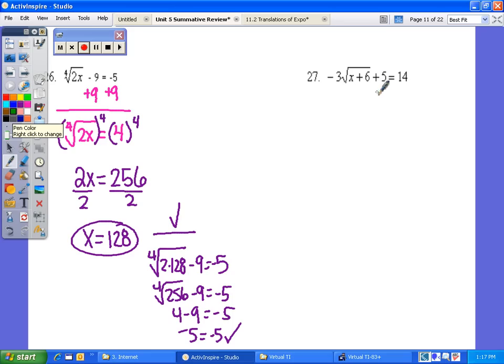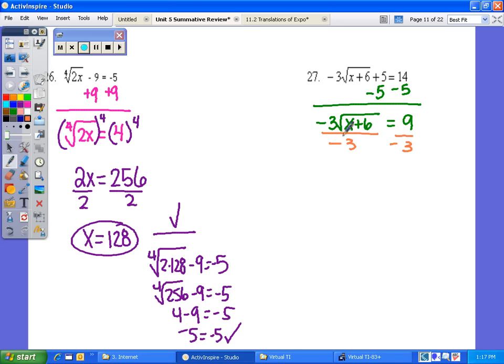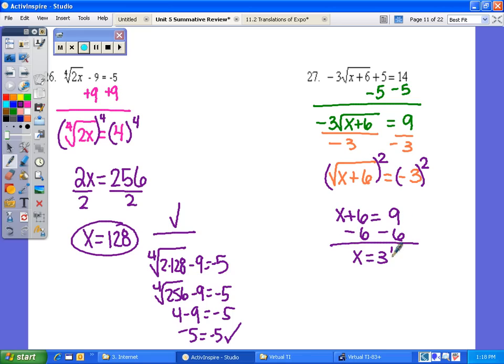Alright, this next one I did with 3rd and 5th period, but I didn't do it with 2nd, so really pay attention. Minus 5 first. And now you want to divide by negative 3 to get rid of that negative 3. Because it's not a root, it's a number. It's a coefficient. So now we have the square root of x plus 6 equals negative 3. The only way to get rid of that root is to square. But make sure that you square in parentheses, or else your calculator is going to give you the wrong answer. So negative 3 squared is 9. Minus 6, we get 3.